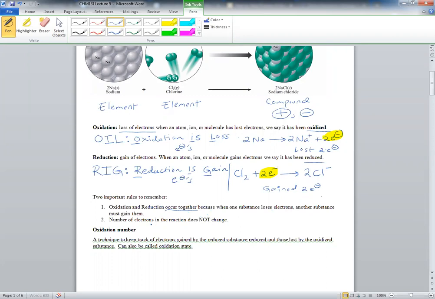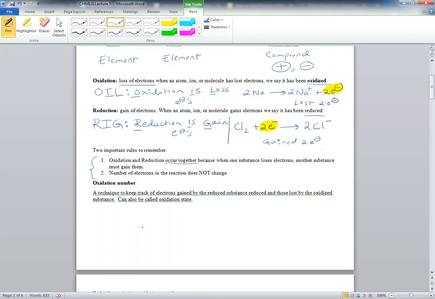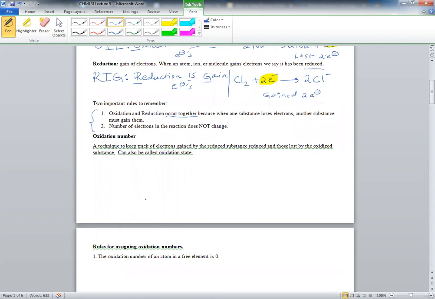And the second rule is what we just talked about: the number of electrons in the reaction does not change. You cannot simply say I have 2 electrons lost by sodium and then show me 6 electrons gained by chlorine. Where did those electrons come from? Matter, or mass, does not disappear, nor appear. So that's the idea, keep these two rules in mind. Think about this, and then in the next video, we'll learn about the basics of oxidation reduction, which is oxidation numbers.